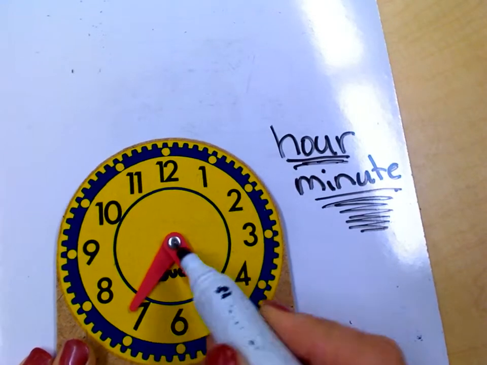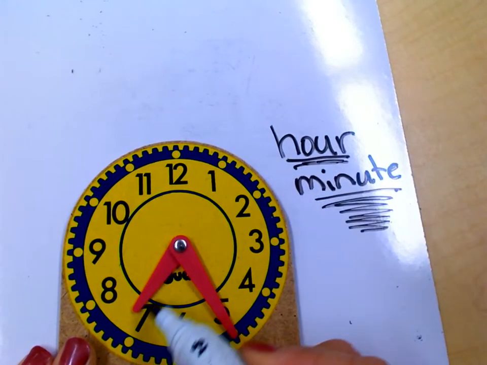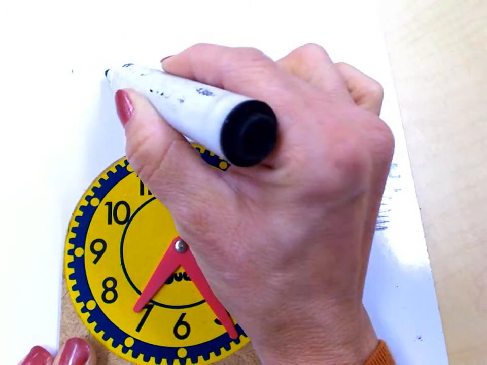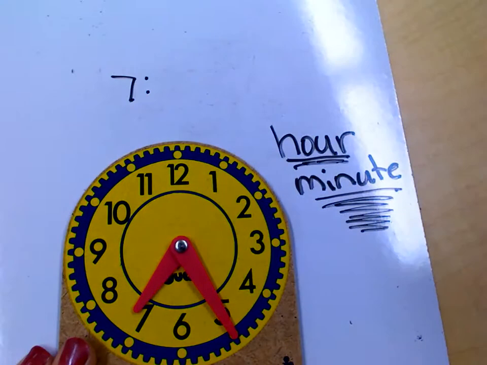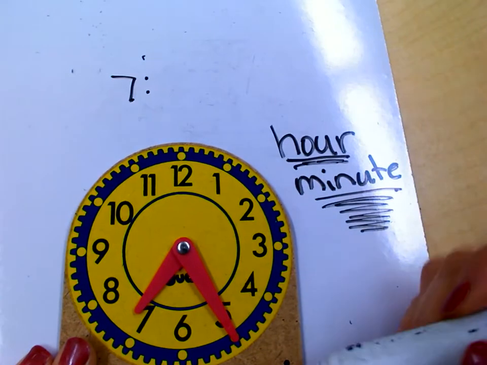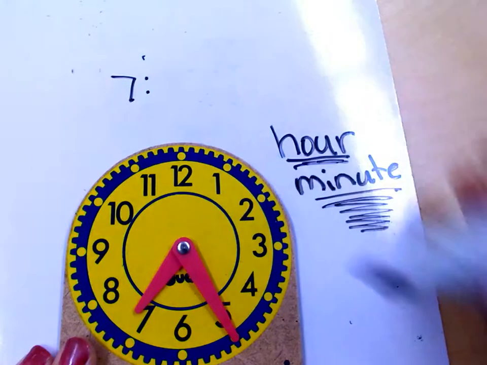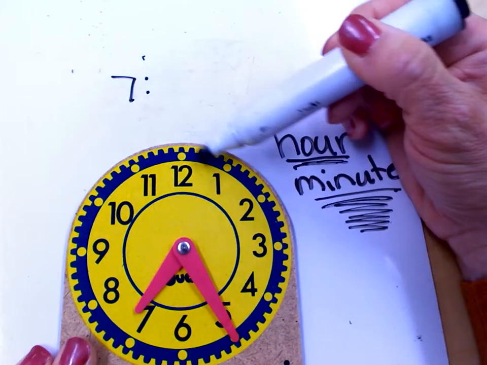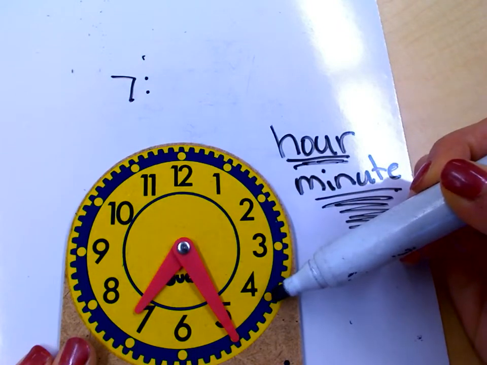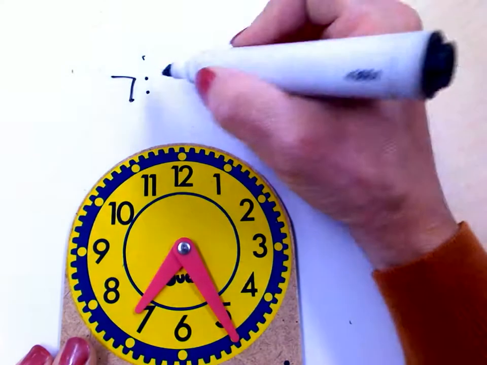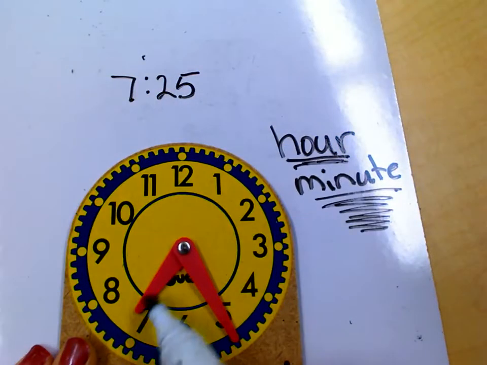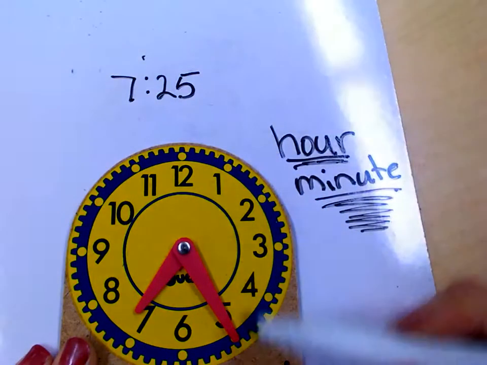Now I'm going to look at my hour hand, my short hand first, my short word first, and it's just past the 7, but it's not past the 8, so I'm going to put 7. That's the hour, dot, dot. Make a space in between the hour and the minute that I'm going to write on my whiteboard, and then I'm going to count by 5s again because I still have it right here on the 5. So 5 minutes, 10 minutes, 15 minutes, 20 minutes, 25 minutes. So I'm going to say that it's 7:25. The hour is 7. Here's my hour hand. And the minute is 25 right here.